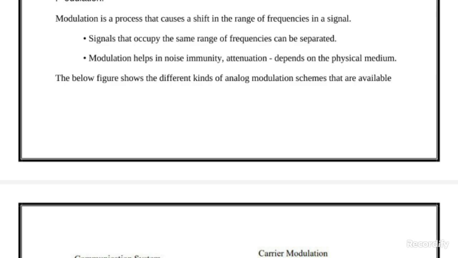What is modulation? Modulation is a process that causes a shift in a range of frequency in a signal. The signals occupying the same range of frequencies can be separated. Modulation helps in noise immunity; attenuation depends on the physical medium. Simply we can say modulation is the process in which the characteristic of the carrier signal is varied in accordance with the message signal.